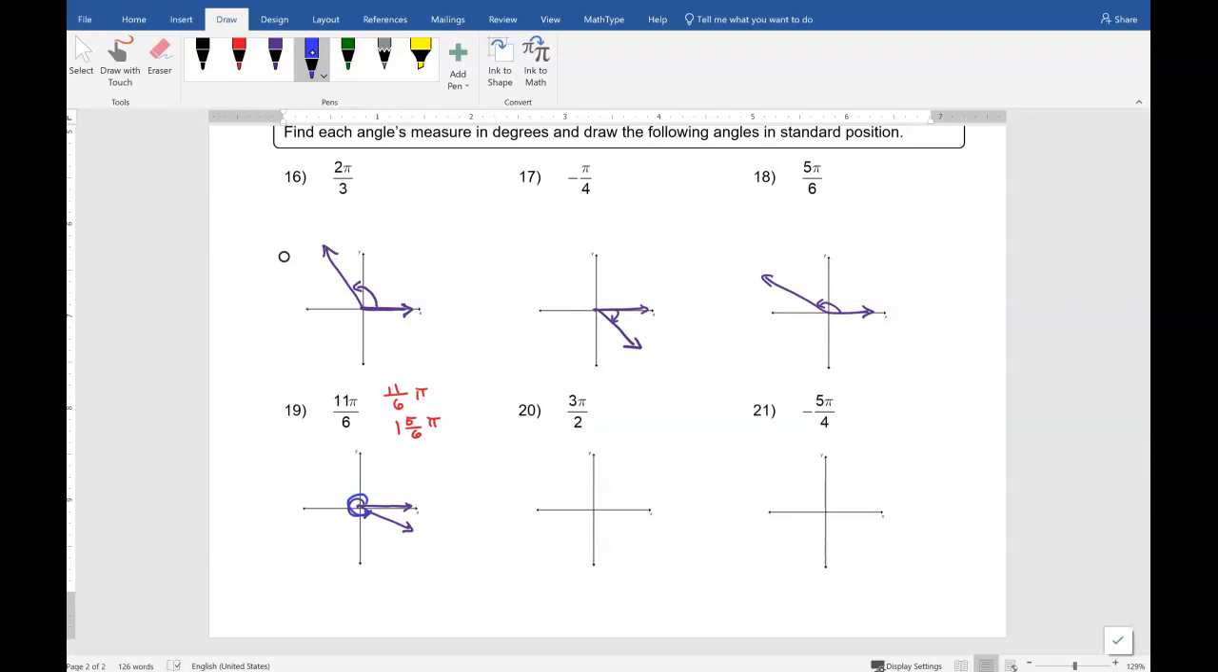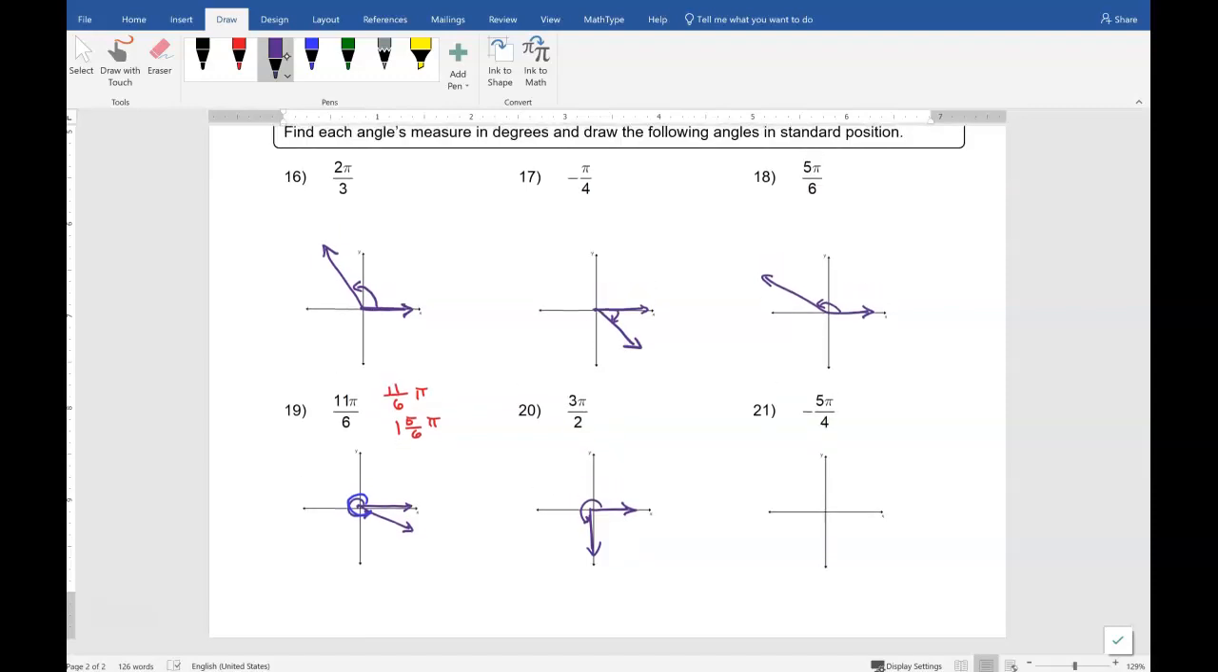3 pi over 2. So now these are the pi over 2s. So here we go. The first quadrant, okay, so 1 pi over 2. 2 pi over 2 cancels. 3 pi over 2. So that's this one. 1.5 pi. Okay. Also, 1 pi over 2, 2 pi over 2, 3 pi over 2.